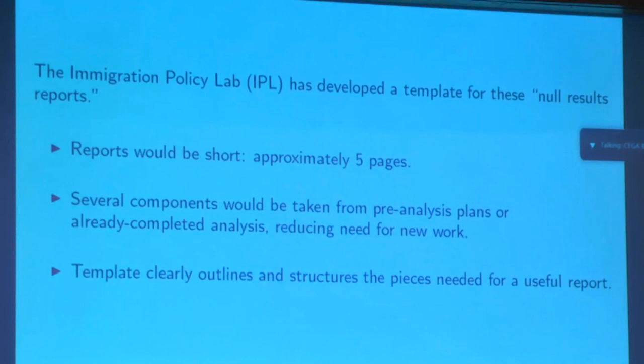So first, in terms of time constraints, we've developed a template for what we're calling null results reports. And these would be short and easy to write to try and minimize the investment that people are putting into them, while still making them useful for people to learn from in the scholarly community. So the target would be something about 5 pages long. We hope that several components of these reports would be taken from pre-analysis plans or already completed analysis that you just do in the course of looking at did your study work or not. And so these components should reduce the workload.